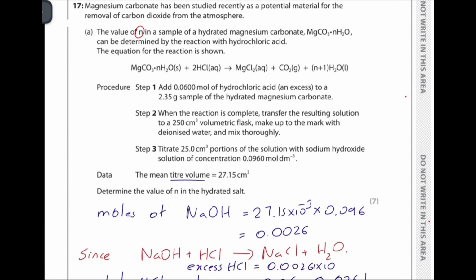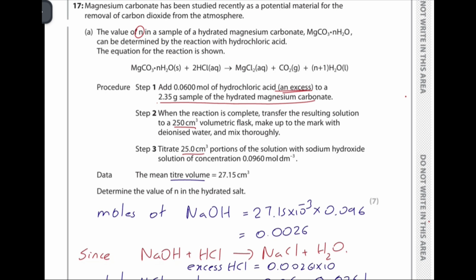So in step 1, add 0.06 moles of hydrochloric acid, in excess, to a 2.35 gram sample of hydrated magnesium carbonate. Step 2, when the reaction is complete, transfer the resulting solution to a 250 cubic centimeter volumetric flask. Make up to the mark with deionized water and mix thoroughly. In step 3, titrate 25 cubic centimeter portions of solution with sodium hydroxide solution of concentration 0.096 moles per cubic decimeter.